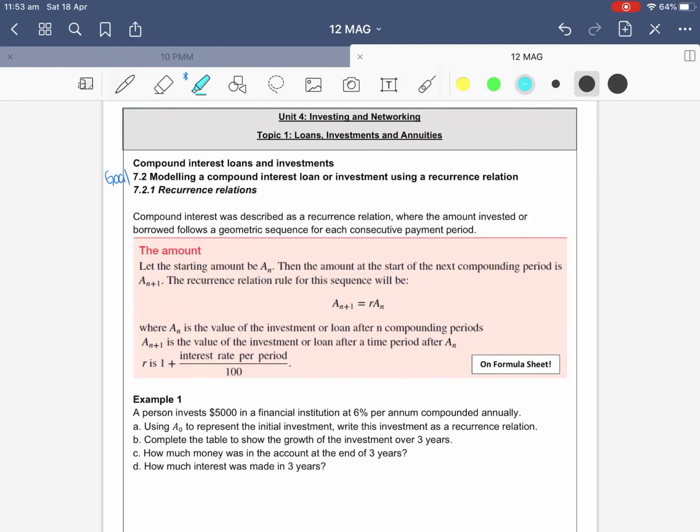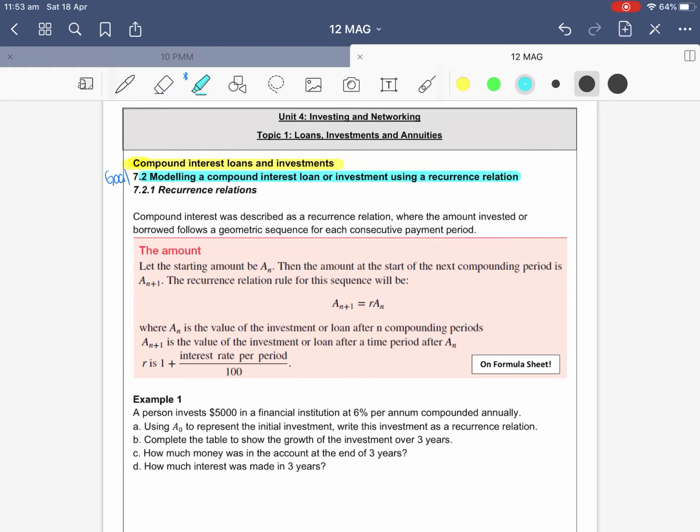We're going to start with compound interest loans and investments as our main overall topic for this term. So our goal today is to model a compound interest loan or investment using a recurrence relation. All right, so we were working with recurrence relations last term in terms of arithmetic and geometric sequences, and we're going to move into using that specifically in financial maths for the foreseeable future.